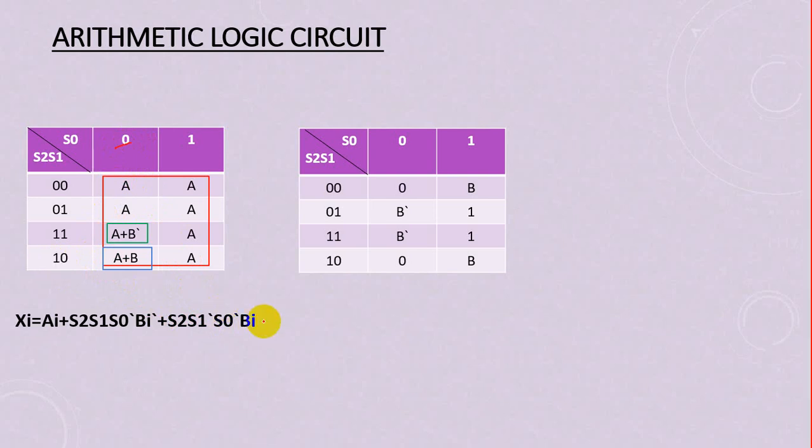Okay. So this is the equation of X. Similarly, this is the equation of Y. For the Y, again, you do the K-map and you take one block, red color block, green color block, and what happens? The equation of Y.